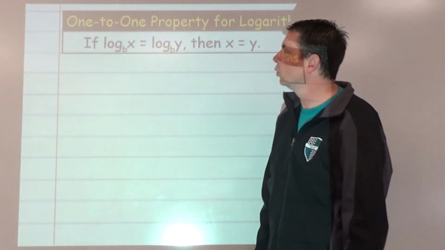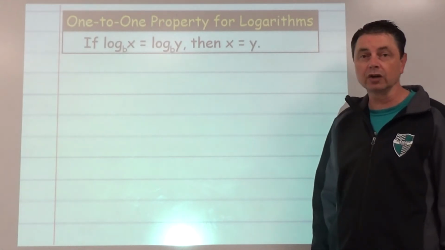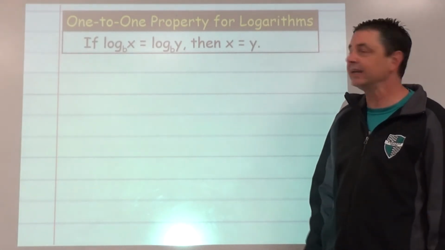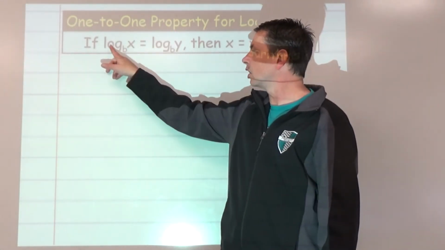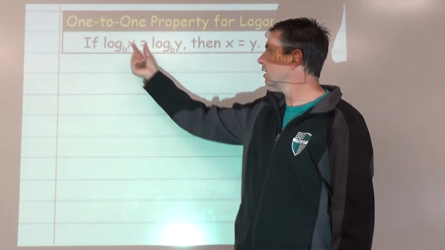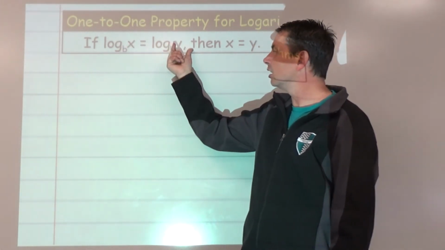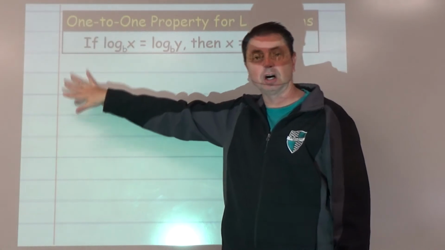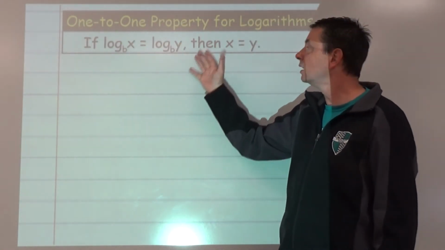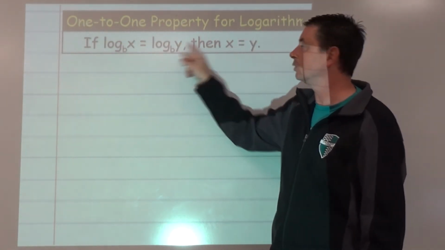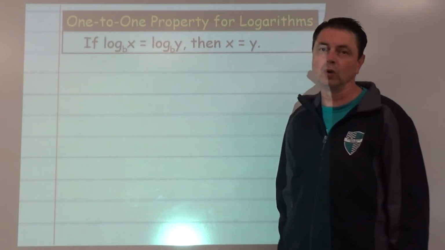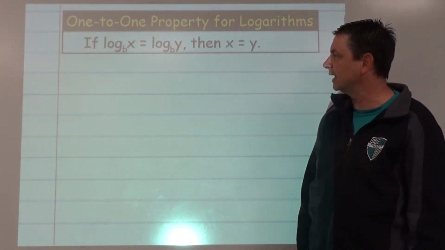So that brings us to the one-to-one property for logarithms, which simply states if both sides are log, same base, of an argument, and that's all we see, log equals log, then the arguments have to be equal. X would have to equal y. What does that look like?